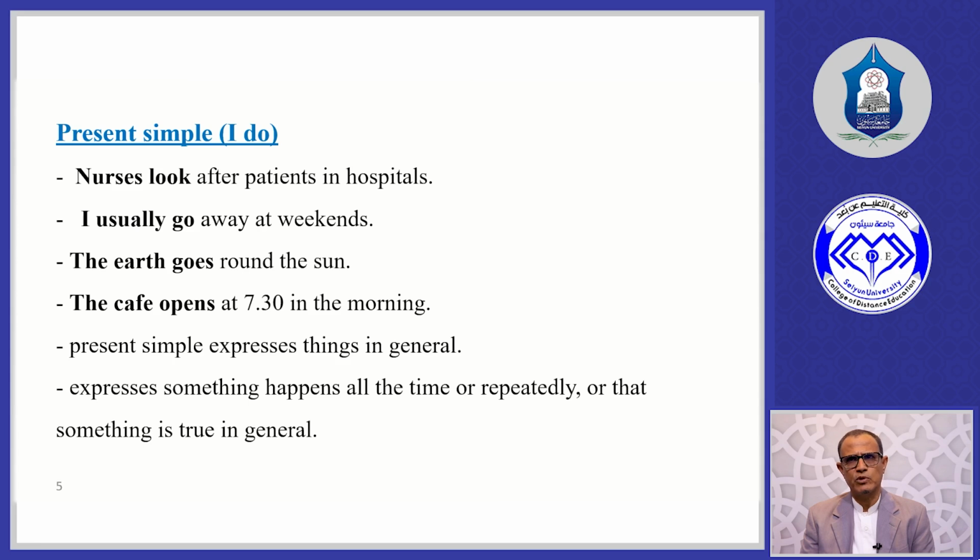Sometimes if we have a fact, for example, that the earth goes around the sun, this is a sentence that expresses a fact. So we have to use the present simple tense. And we also have to use the present simple tense sometimes to express things that happen usually and repeatedly, like the sentences that I gave you now.